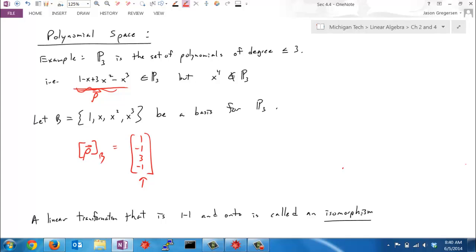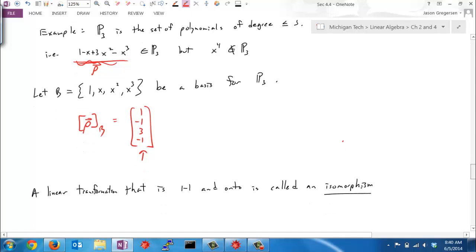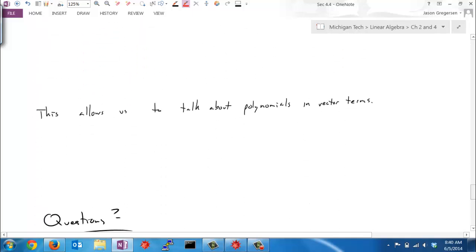And so now we can just say, okay, everything we do here is essentially the same. These 2 spaces are indistinguishable. For every action we can take on the coordinates, there's a similar action we could have taken on the elements if we wanted to. So we can't almost distinguish between the 2 spaces. Now, why is that so important? It allows us to talk about polynomials in vector terms.